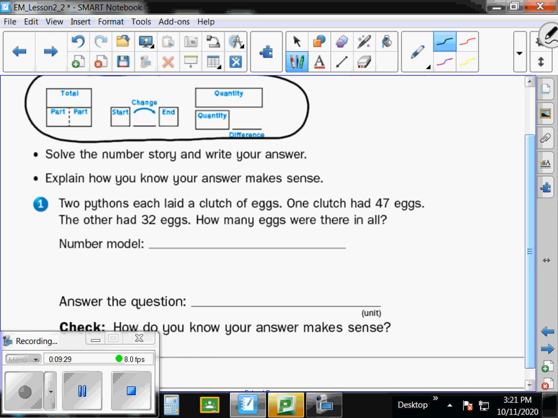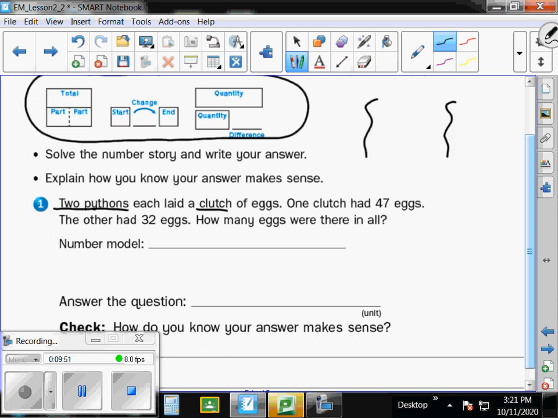First of all, I might not know what a clutch means, but using context clues, I know that we're talking about eggs and we're talking about pythons. So a clutch of eggs makes me think of maybe a nest of eggs. Okay, so I know that I have 2 pythons. So if I'm drawing a picture, maybe I'm drawing 2 snakes.